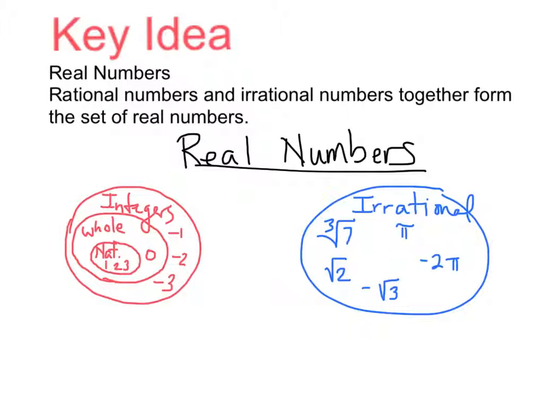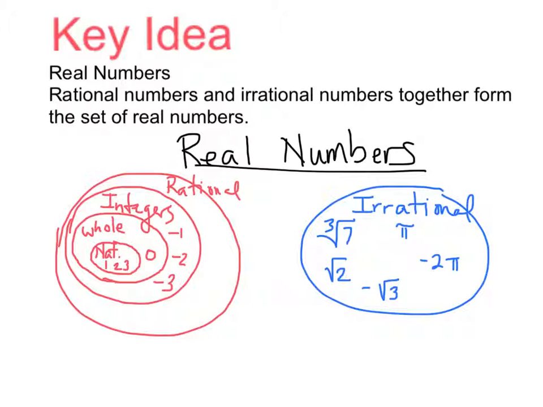But notice we haven't started talking about ratios yet. Ratios are what make rational numbers. So rational numbers are like 1/2, negative 2/3, 2 and 25/100 written as a decimal, 0.3 repeating. Those are all rational numbers because you can write them as a fraction. So real numbers make up both of these bubbles of rational and irrational.